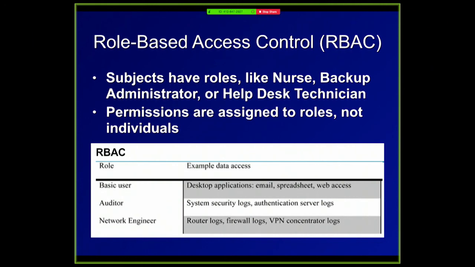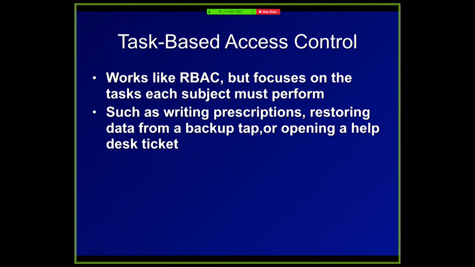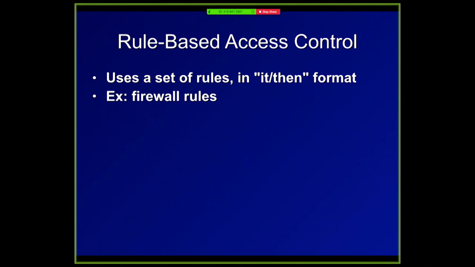Sort people into some reasonable number of groups, and then if a user is promoted from basic user to network engineer, you just take the account out of this group and put it in that group, and right away they have the privileges they need here, and they lose whatever privileges they used to have that they don't need anymore in their new role. Task-based access control focuses on tasks, which is similar but a slightly different way to look at it. And you can also have rules, which is a more general logical category of it all, like firewall rules.